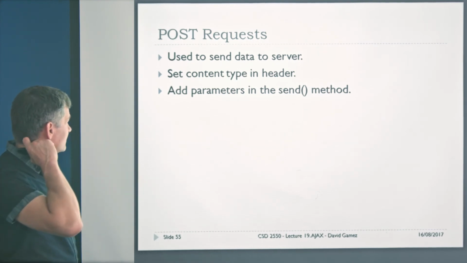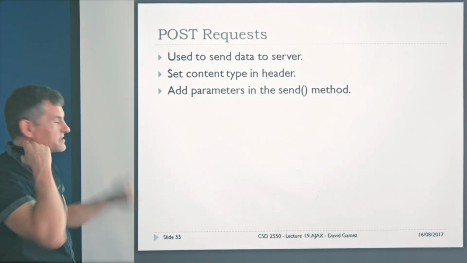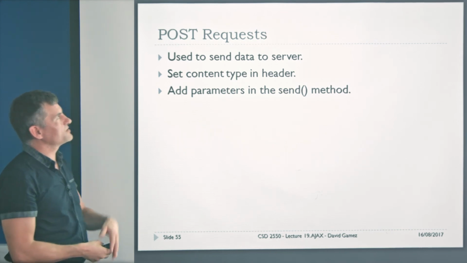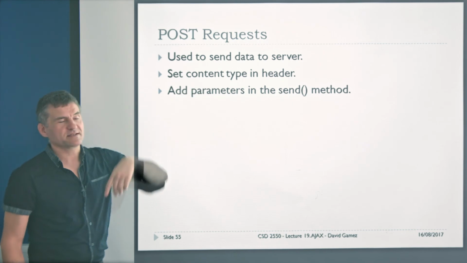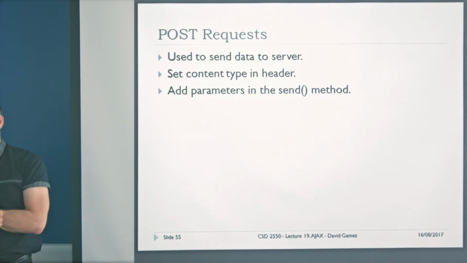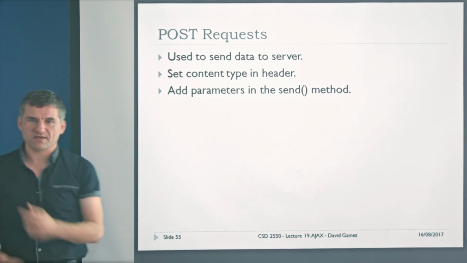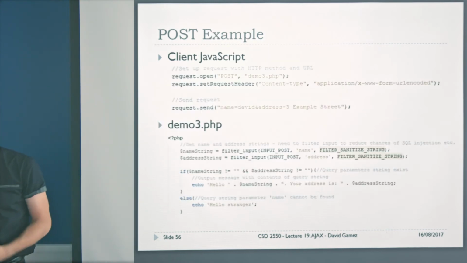So that's GET. We're accessing a web service in this case using GET. We can also do a POST request, where we're sending data to the server. In this case, we need to set the content type in the header, and then we add the parameters to the send method. So I'll just show you how that works.